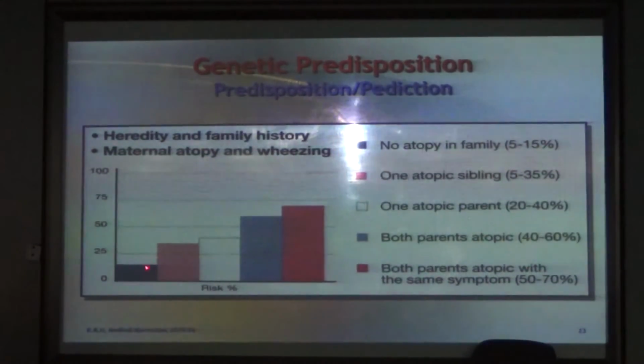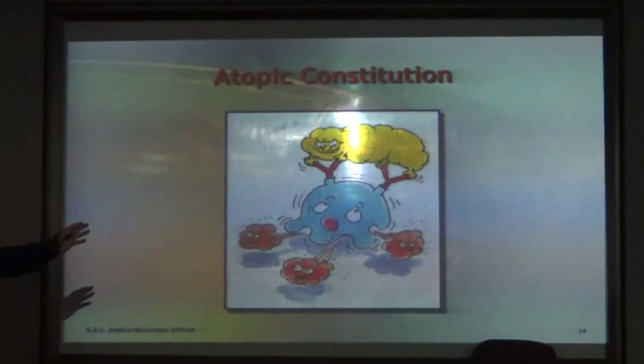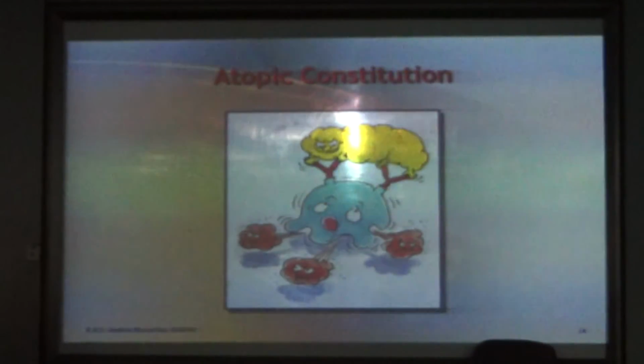This is just to show you that if nobody has atopy or allergic rhinitis, the chance is about 5 to 15%. If one of the siblings has it, the chance of the other child having it is 5 to 35%. If one parent has it, then it's 20 to 40%. If both parents have it, and if the parents had the same symptoms, then it's quite high in the family. So it's a genetic predisposition to allergic diseases. Okay? Now you don't have to remember these percentages. I'm just telling you.